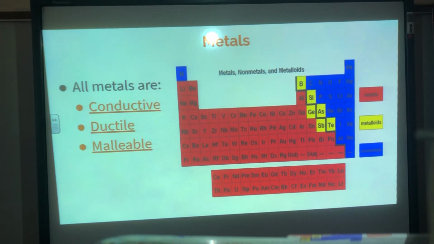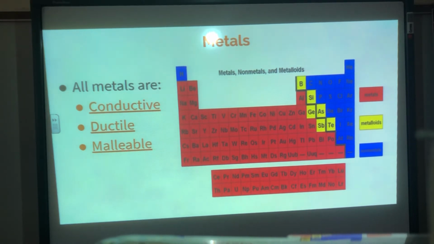That means electricity can pass through them. Ductile means they can be rolled down into little thin wires, and malleable means that they can be bent and shaped. That's why we use a lot of metals. If you think about wiring a house or something like that, they do that with copper wiring and stuff like that because of these three things.